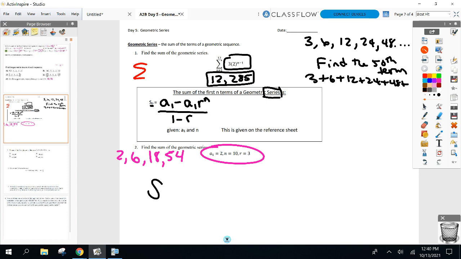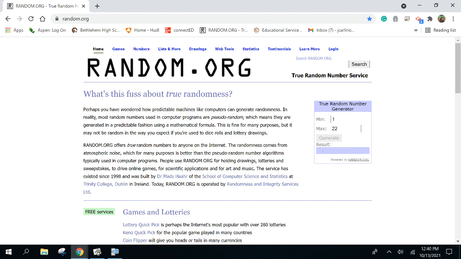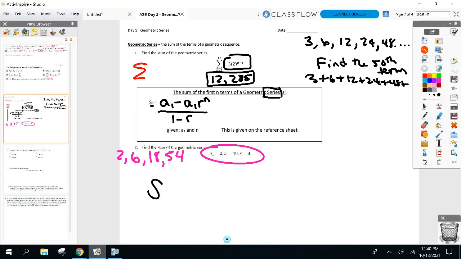So we're going to find the sum of 10. Sum of the first 10 terms. That's what that notation means. Sum of the first 10 terms. It's equal to, let's go to our formula now.